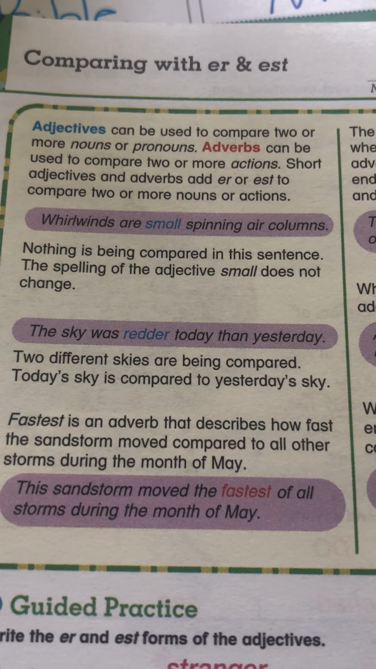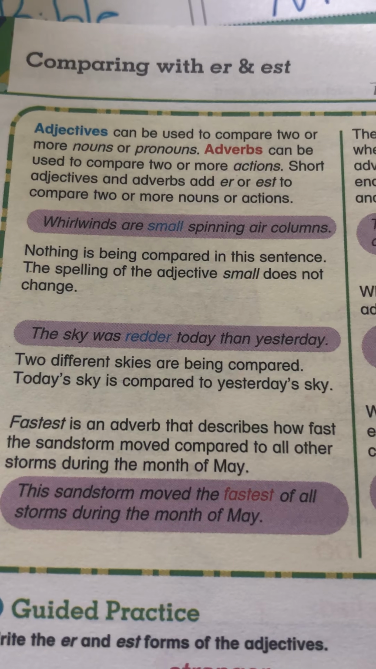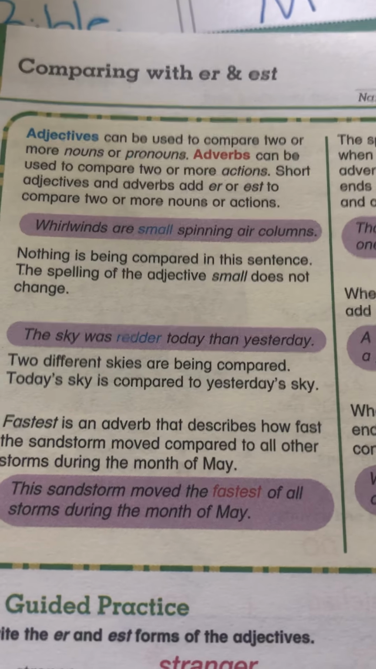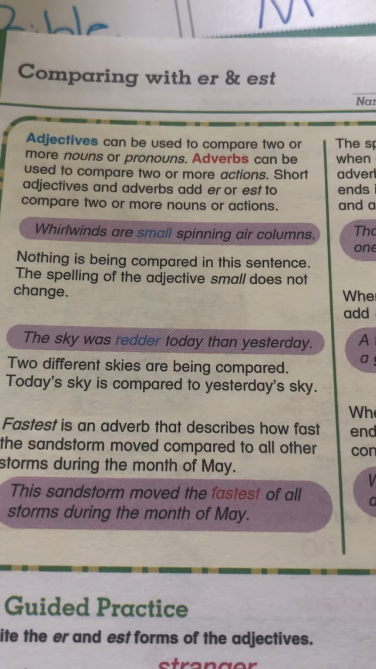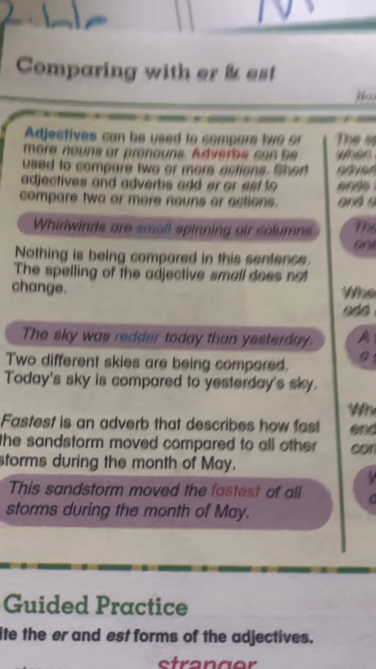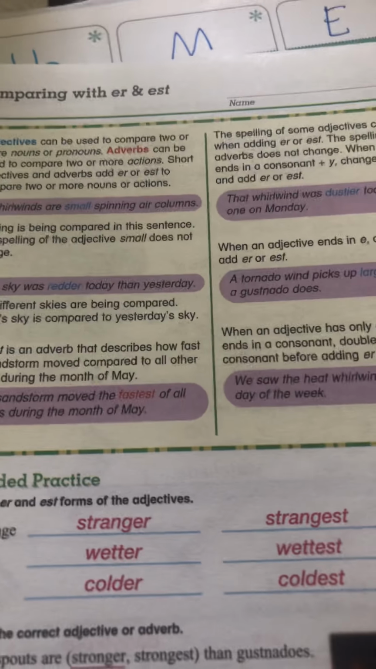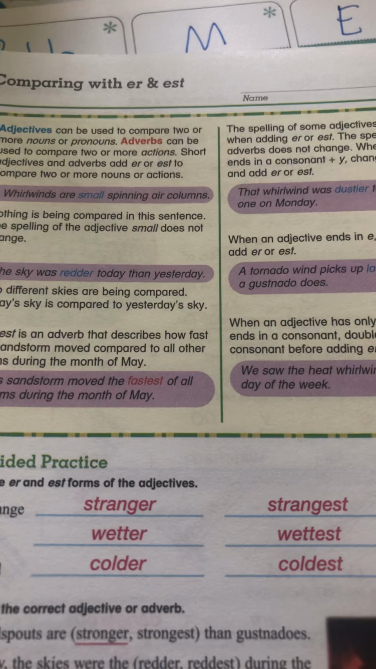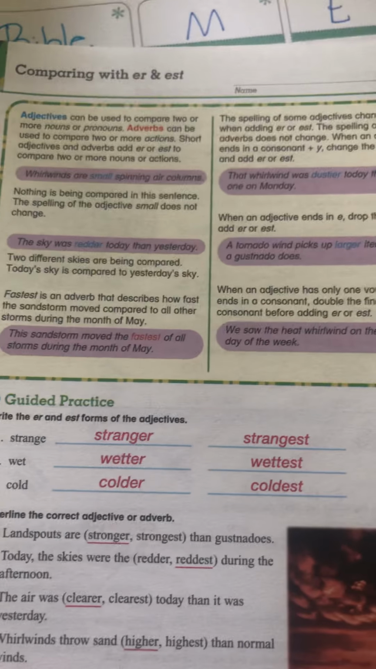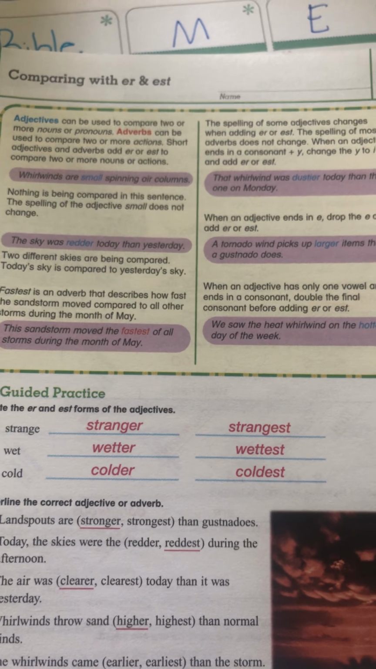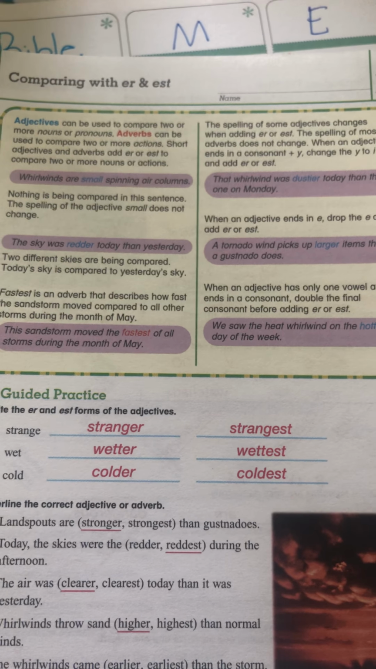The way we use adjectives and adverbs when comparing: if the adverb or adjective is comparing two things, then we add ER. If the adjective is comparing more than two things, we add EST.